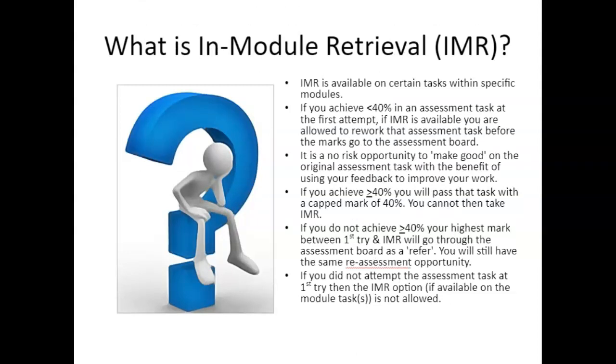So what is in-module retrieval, or IMR? IMR is available on certain tasks within specific modules. If you achieve less than 40% for undergraduate or less than 50% for postgraduate in an assessment task at your first attempt, and IMR is available on that module, then you will be able to rework that assessment task before the marks go to an assessment board. This is a no-risk opportunity to make good on the original assessment task with the benefit of using your feedback to improve your work.